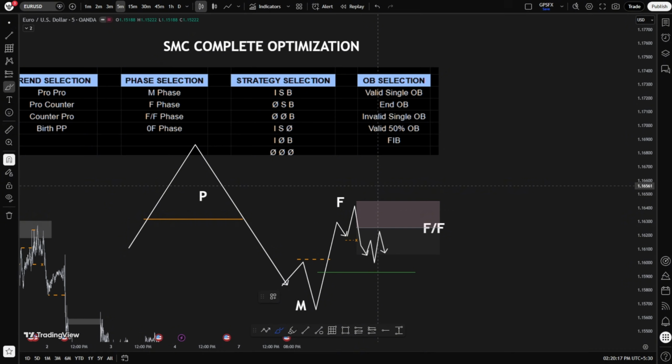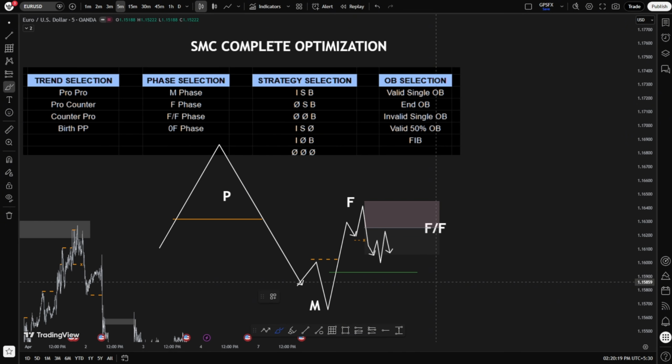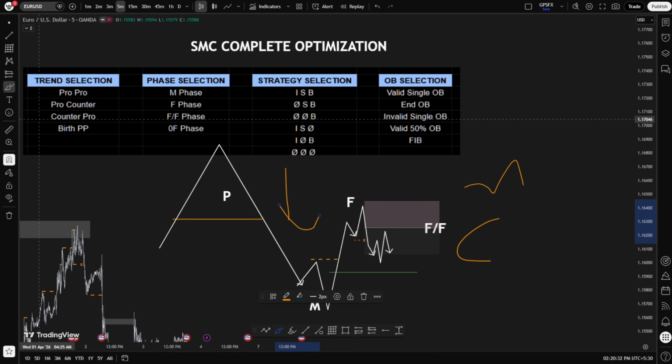Because what is the trend of this? The trend is counter pro, right? Because the first is minor trend, and the minor trend is uptrend. But we are taking counter to this, right? So the minor trend is counter and the primary structure is downtrend, which is pro, right? So this is the third trend right here, right? Okay.